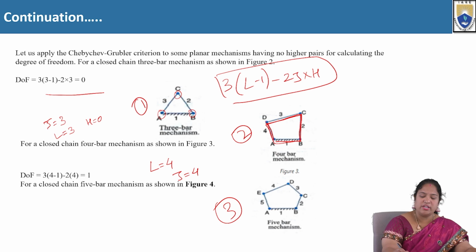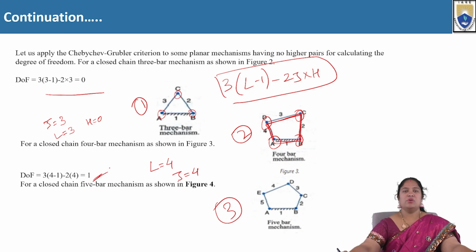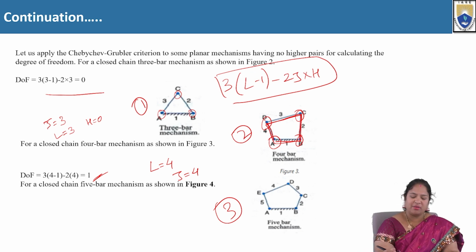And how many joints do we have? 1, 2, 3, 4. 4 joints, right? So 3 into (4 minus 1) minus 2 into 4, which will be equal to 1. So the degree of freedom for a 4-bar mechanism is equal to 1. Clear? Now, when we take a 5-bar mechanism, how do we calculate this?